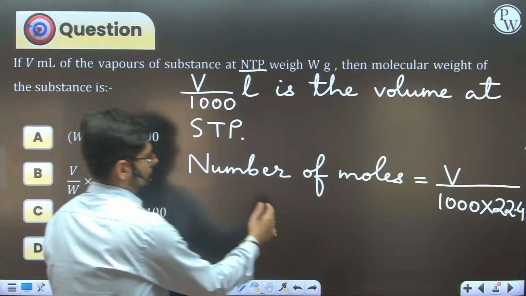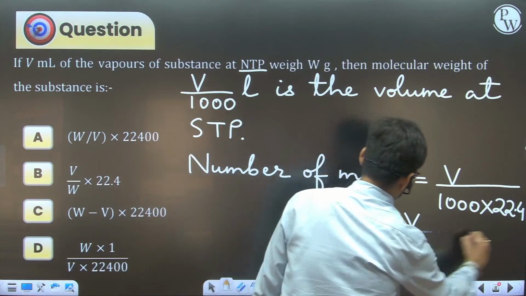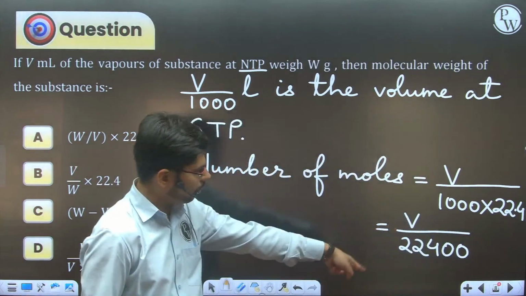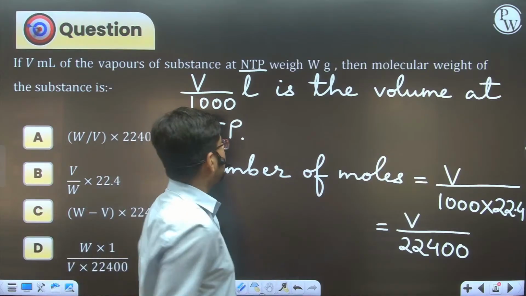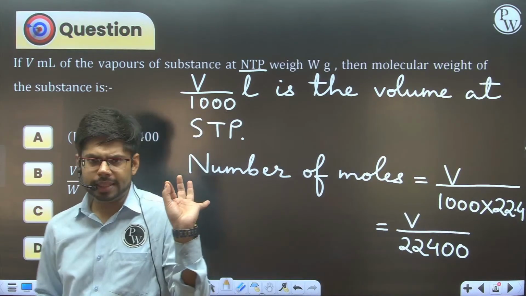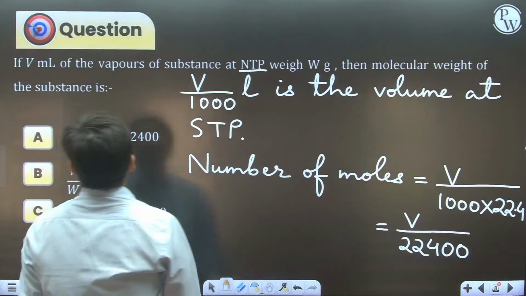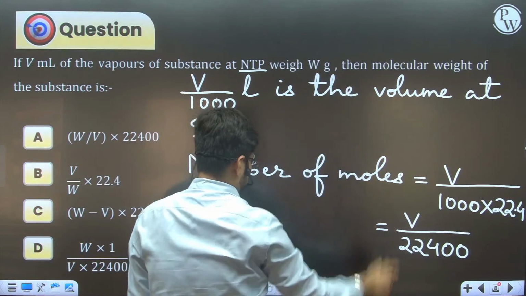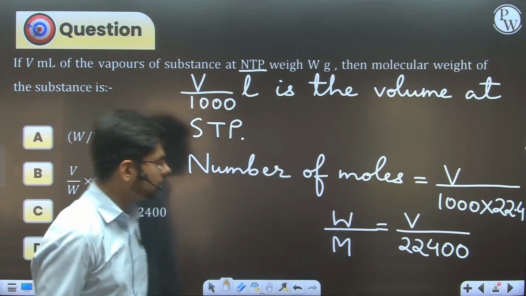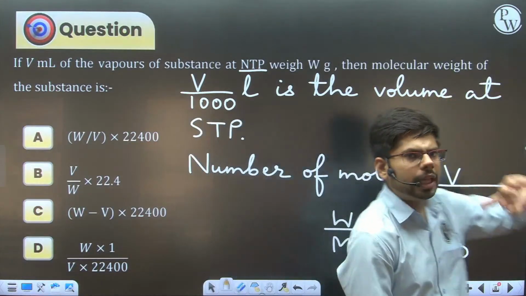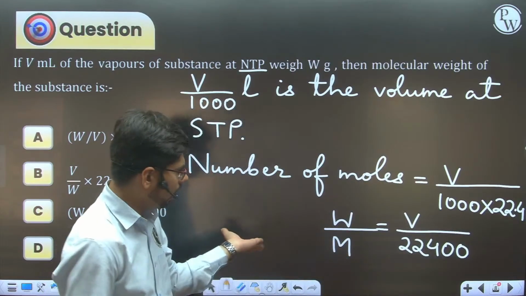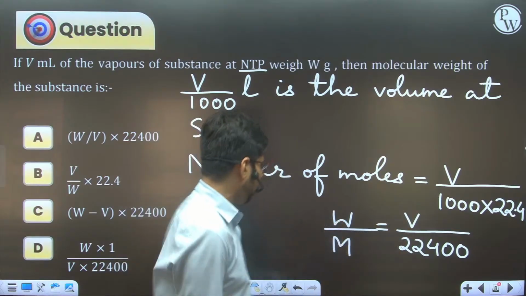Now, on solving this, I'll get 22400. This is the number of moles, V upon 22400. Now, we already know that for any substance, number of moles is weight in grams upon molar mass. So, W gram is the weight. So, this is equal to W grams upon molar mass. Let M be the molar mass of the substance. Now, molecular weight. We know molecular weight and molar mass both have the same value but different units. So, I'll get the same value here, which means if I cross multiply, I'll get the value of M.